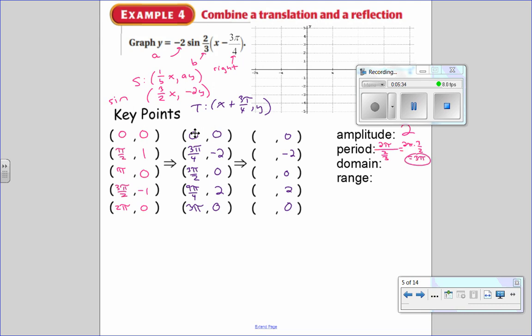So adding that to a 0 is easy. If I take my next x value, which is 3 pi over 4, and I add 3 pi over 4, it is 6 pi over 4. Do you guys want to reduce that down? 3 pi over 2. Divide the top and bottom by 2.